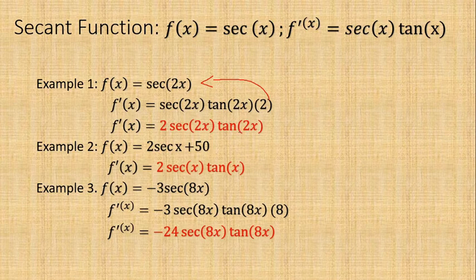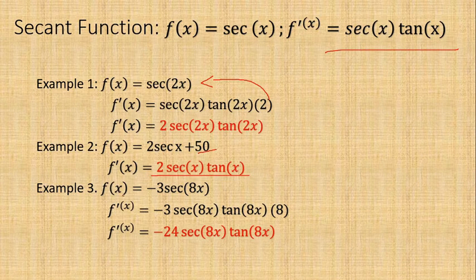Okay, we have example number 2, f of x is equals to 2 secant x plus 50. Using the rule, this one, 2 times secant x tan x, dahil yung 50 na wala na dahil ang derivation of 50 is 0. So, this is the answer na.